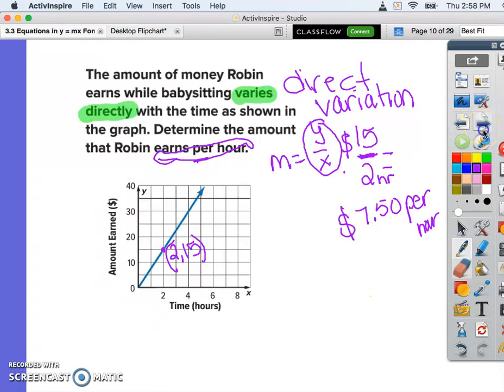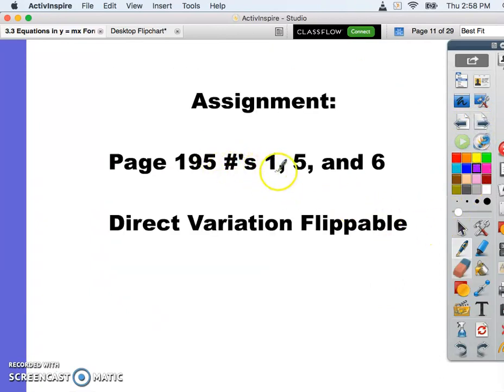So let's try a few. Your assignment is going to be 1, 5, and 6. Just start this assignment. We're going to hold off on the flippable for right now. We'll talk about this in class.